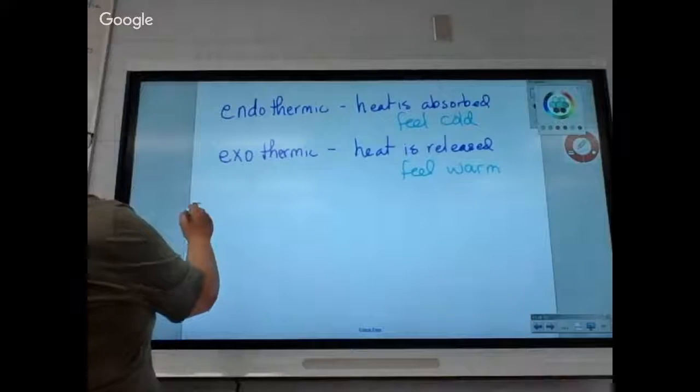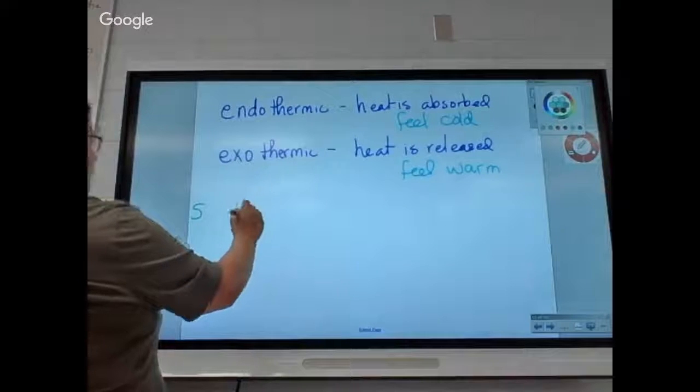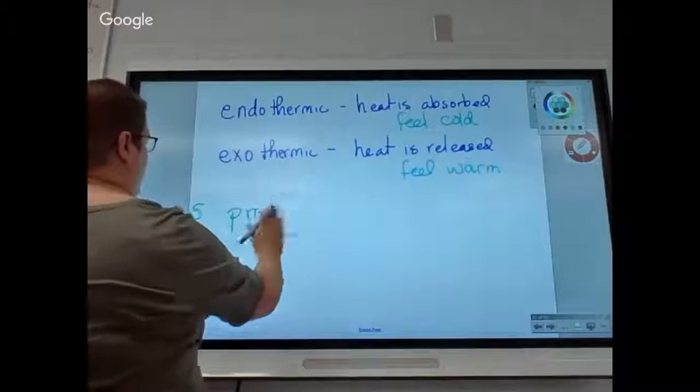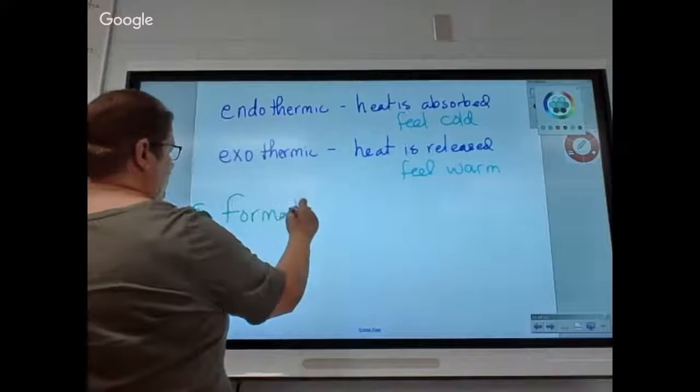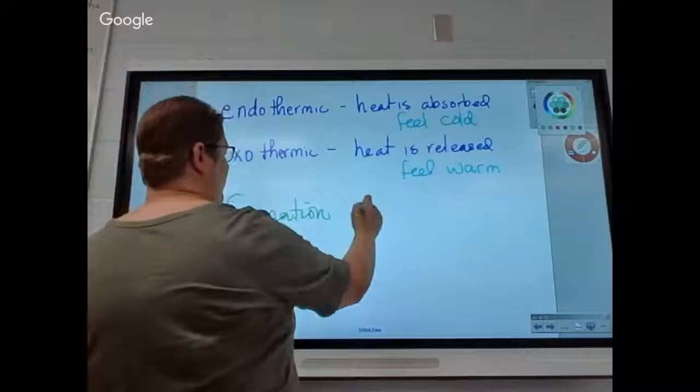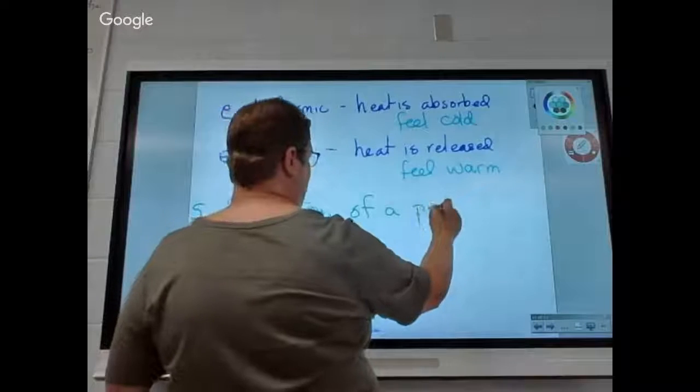All right. And the last one, number 5, is the production. Let's say formation. I don't like production. Formation of a precipitate.